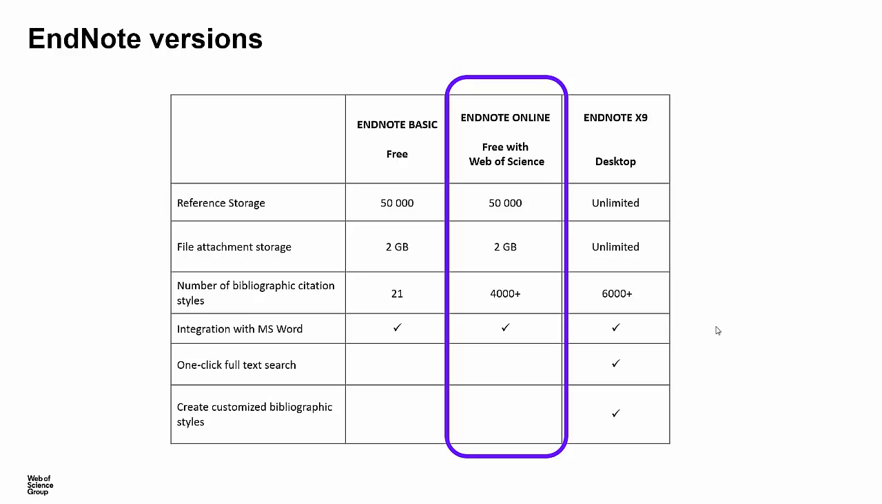And EndNote Online, that's free at the moment and has lots of styles, more than 4,000, as I've already said. You can attach PDFs, for example, and you can save up to 50,000 references, which is a lot, by the way. All of them give integration with MS Word, but only the desktop version will have some extra functions such as finding full texts or creating your customized bibliographic style if you need it.